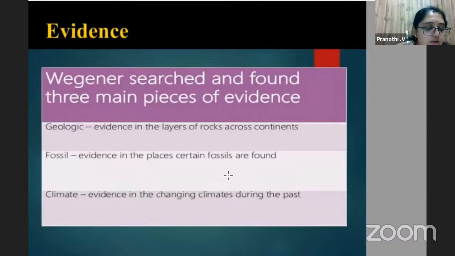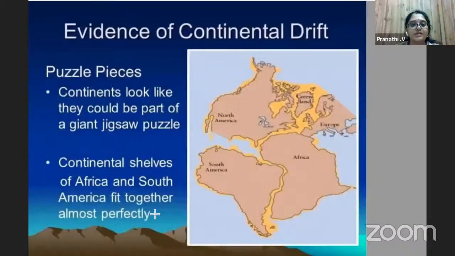He also wrote a book called Die Entstehung der Kontinente und Ozeane. It's a book in German and it was translated later. His theory was based on the matching coastlines of continents across water bodies, the age of the rocks, fossil evidences, climatic evidences, and the different kinds of mineral deposits.